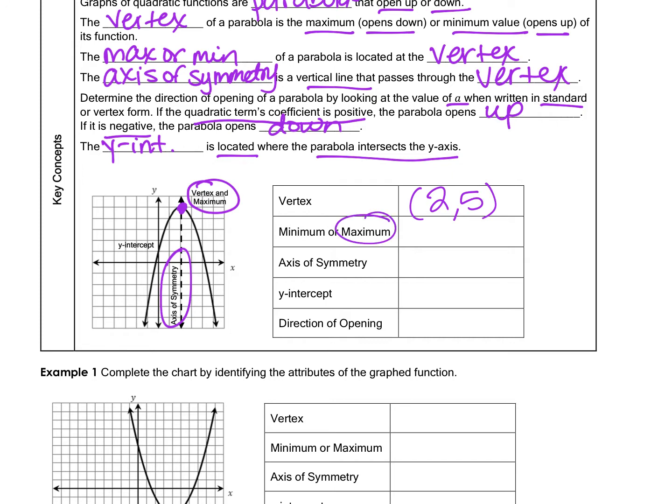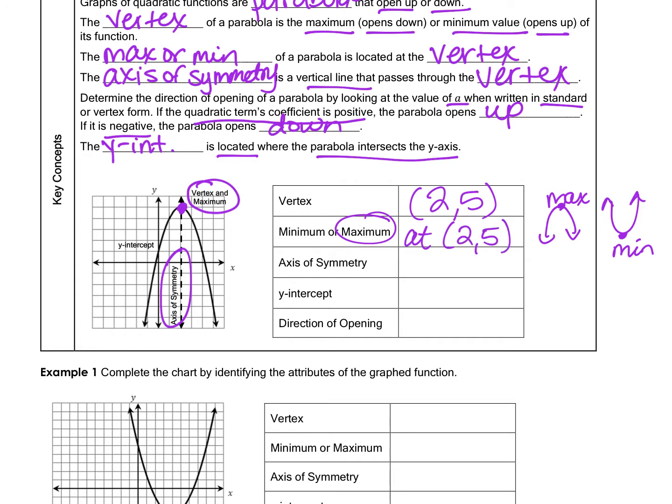It's a max because it's at the top of the parabola. So if it's at the top, that is a max, which should make sense. If the vertex is at the bottom, that is a min. Okay, so this is a maximum point at 2, 5.